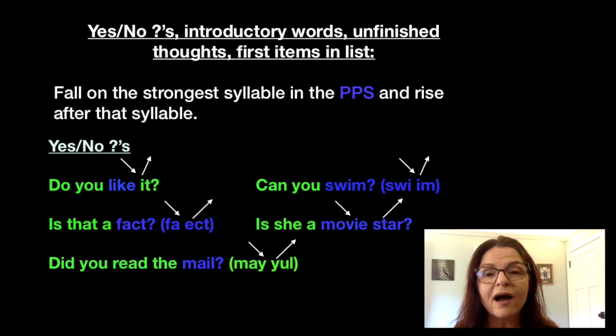What if I have a compound noun like movie star? Is she a movie star? I'm going to go down on the first word in the yes/no question that I want to highlight and up on the second word. Is she a movie star?